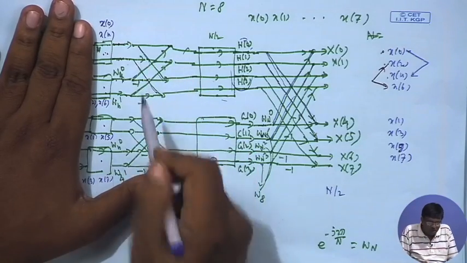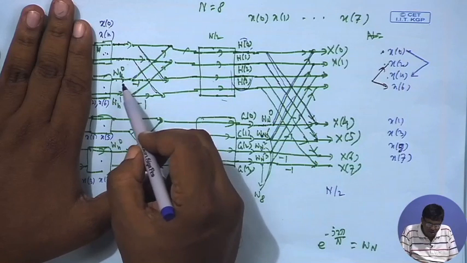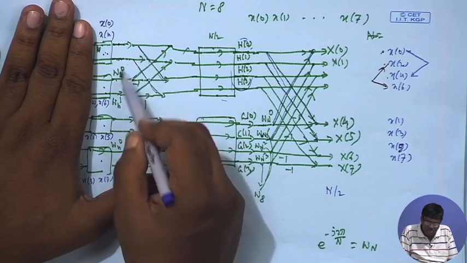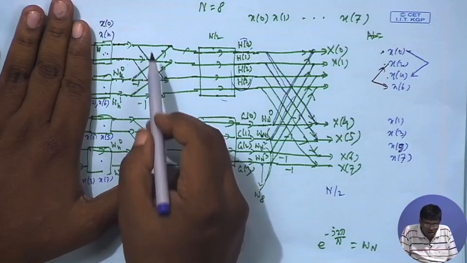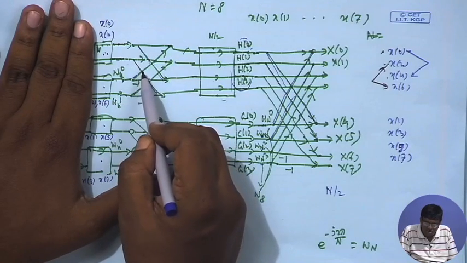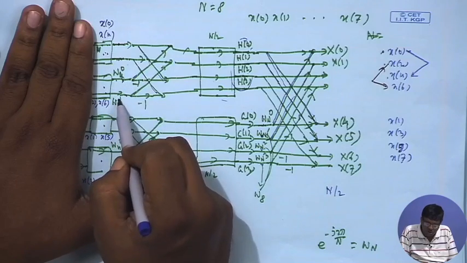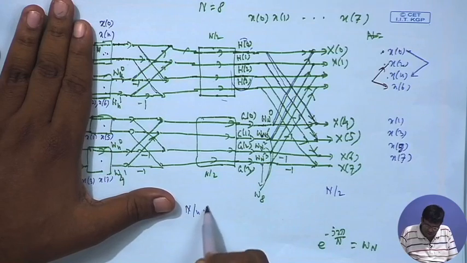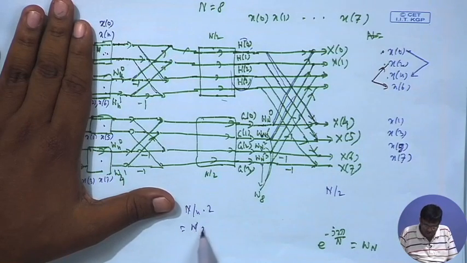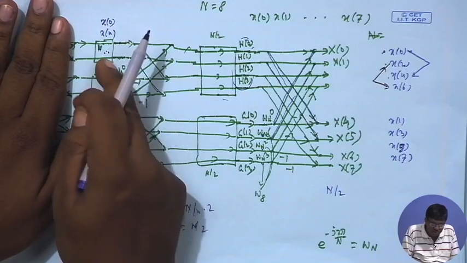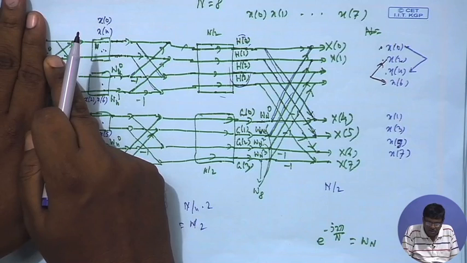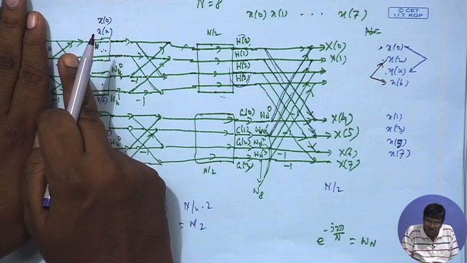Okay. And again, per butterfly how many multipliers? 1 multiplier. So, n by 4 butterflies, per butterfly 1 multiplier, so n by 4 into 1. But I have got n by 4 here, another n by 4 here. So, again n by 4 into 2. So, n by 2. Next time n by 4, each n by 4 will give rise to n by 8, n by 8. So, total n by 8 butterflies, per butterfly 1 multiplier. So, n by 8 multipliers.